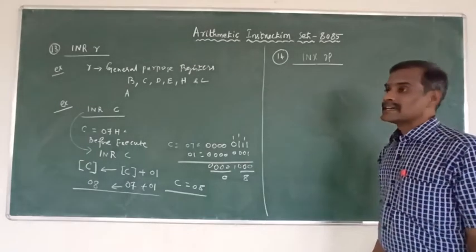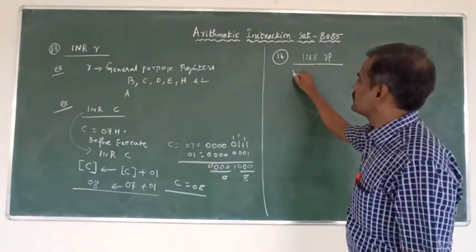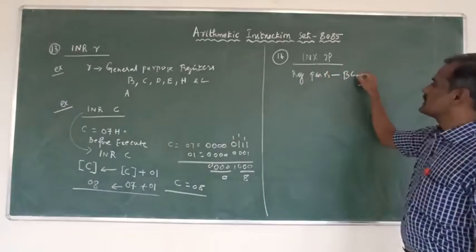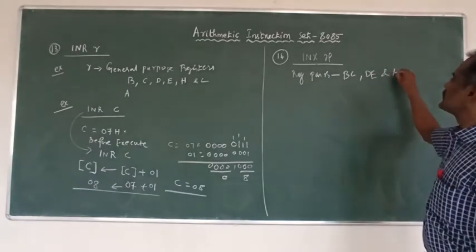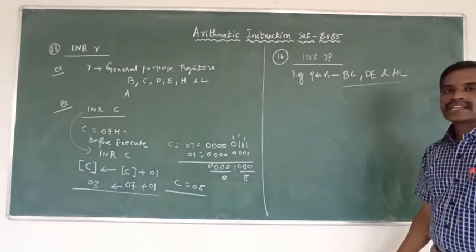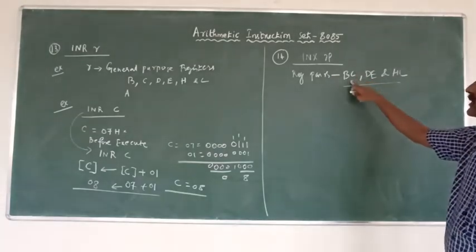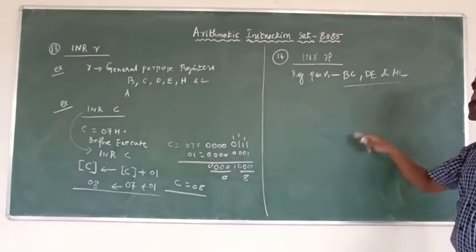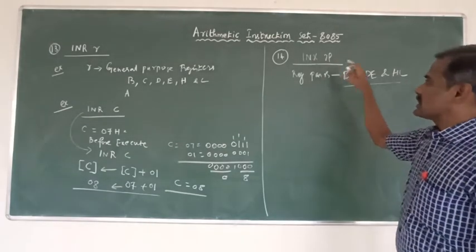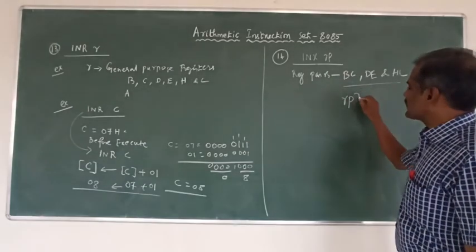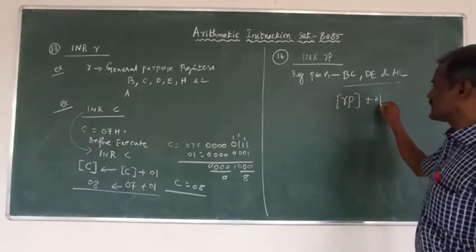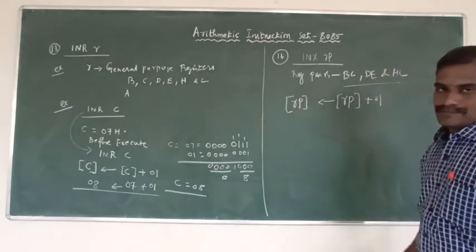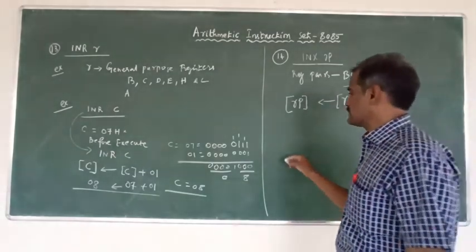What are the register pairs available in the 8085 microprocessor? BC, DE and HL. There are 3 register pairs available: BC register pair, DE register pair and HL register pair. Here INX RP means the register pair content is incremented single time and the result always moves to the given register pair itself.